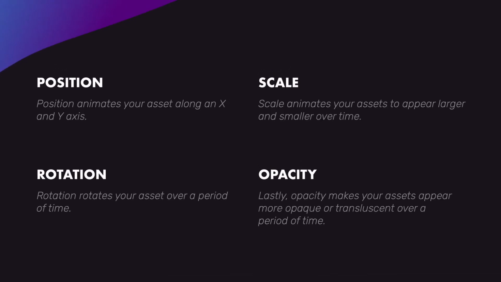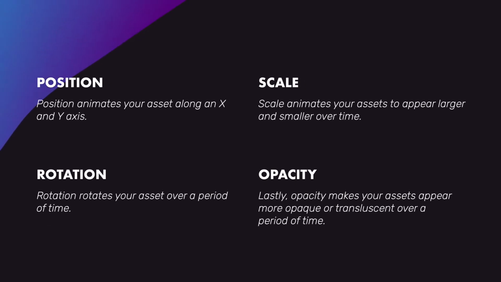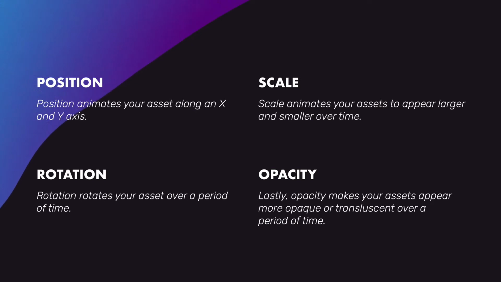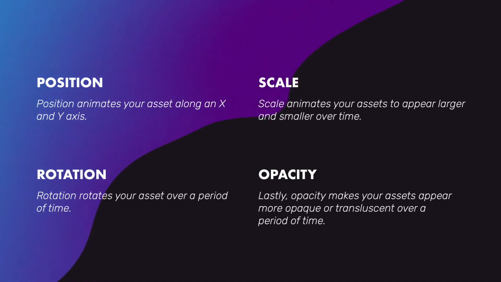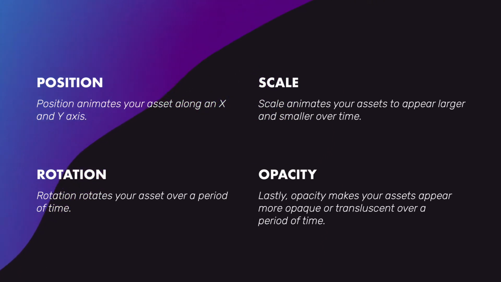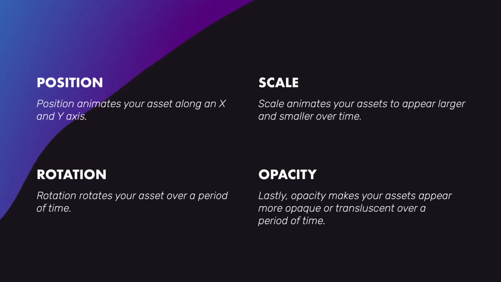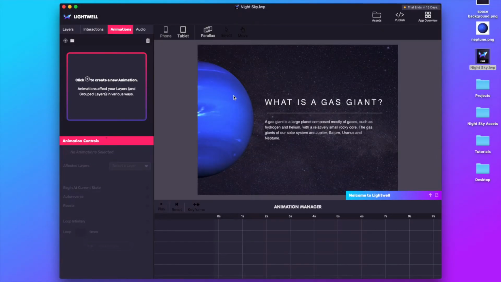There are four main animation types in Lightwell: position, scale, rotation, and opacity. Position animates your asset along an X and Y axis. Scale animates your assets bigger and smaller, while rotation rotates them. Lastly, opacity controls how opaque or translucent they look over a period of time. Individually, these animation types are powerful, but when you combine them together, that's when your app starts to get really interesting.